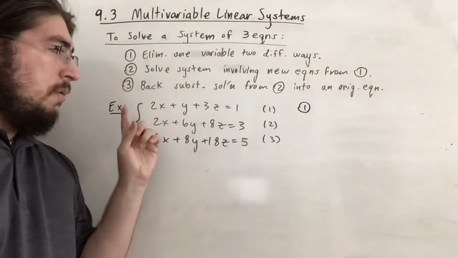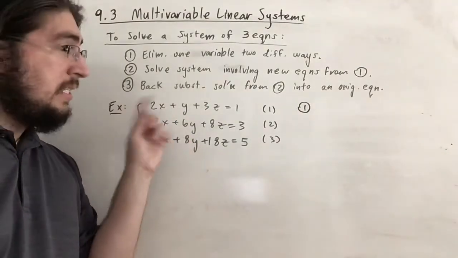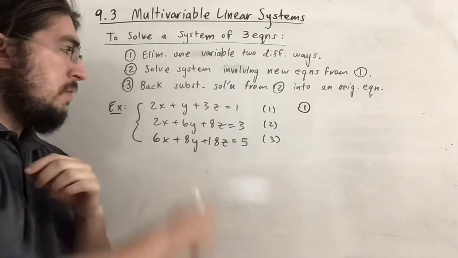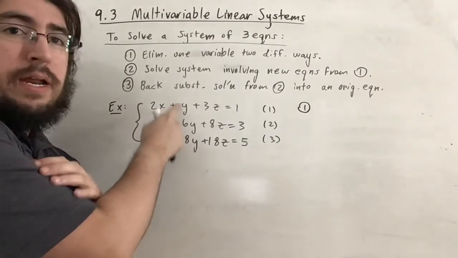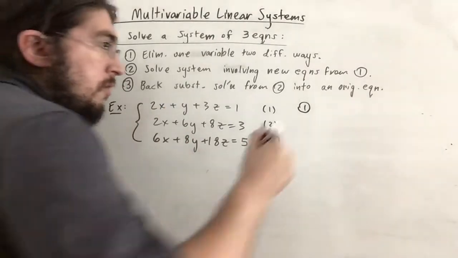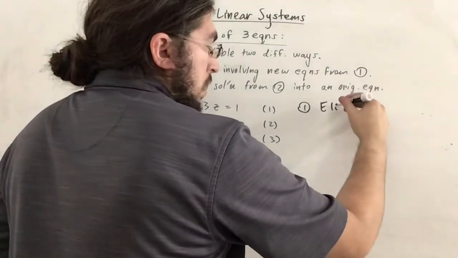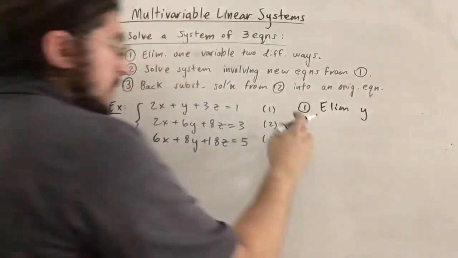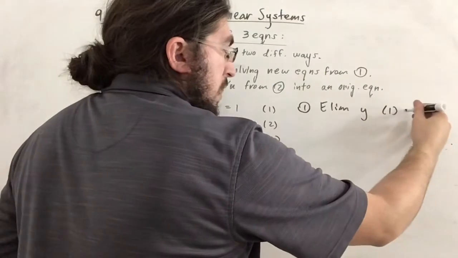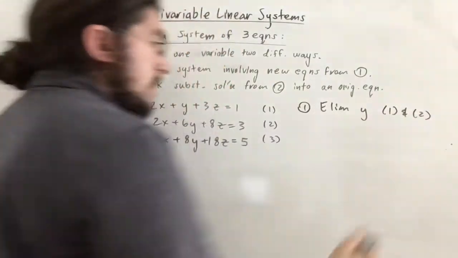Now notice the only letter we have with a number in front is in equation 1, and it's y. So we can multiply by -6 to cancel this one, and by -8 to cancel this one. So for step 1, we'll eliminate y using 1 and 2, and then using 1 and 3. But let's just do one at a time.